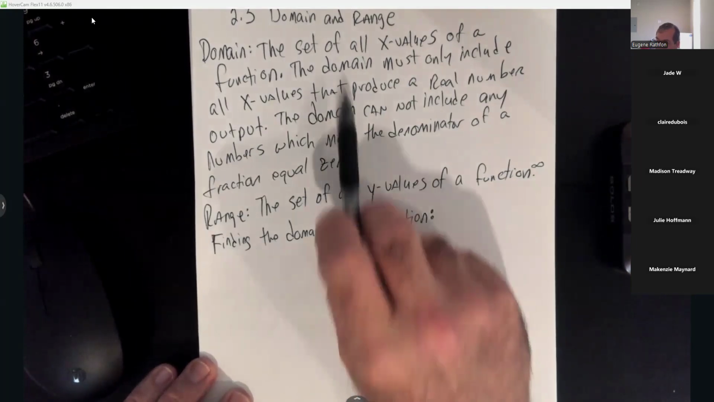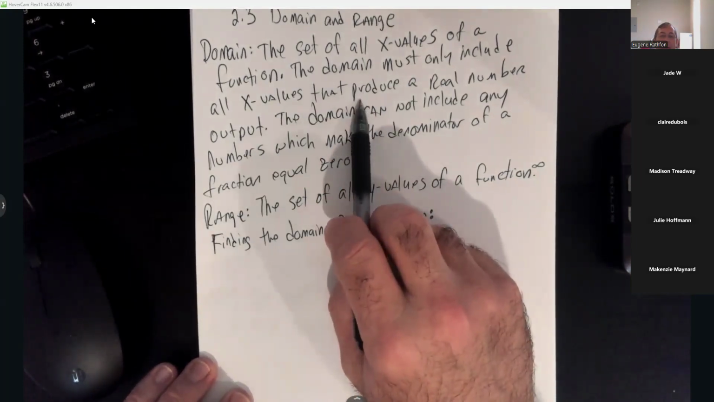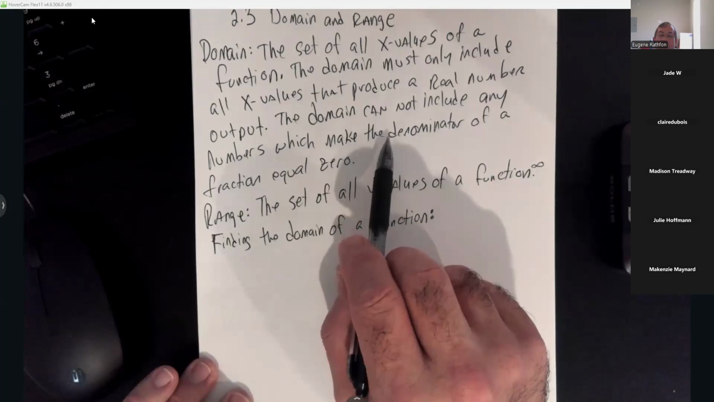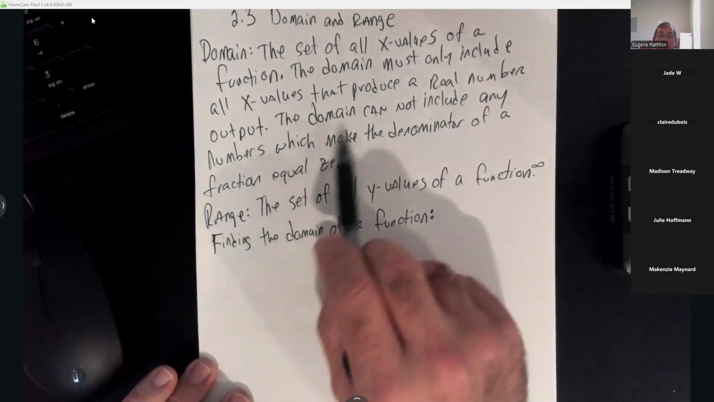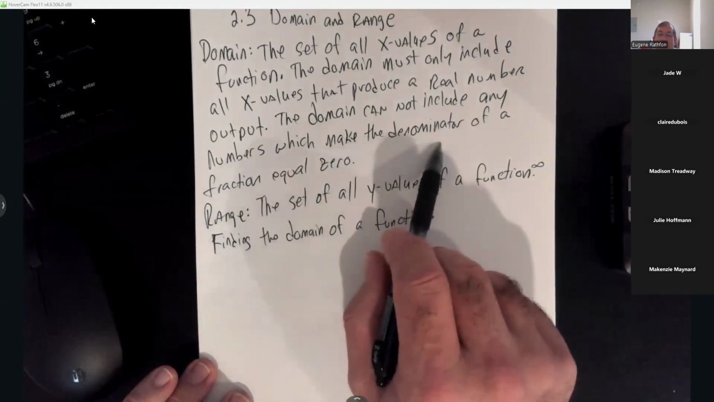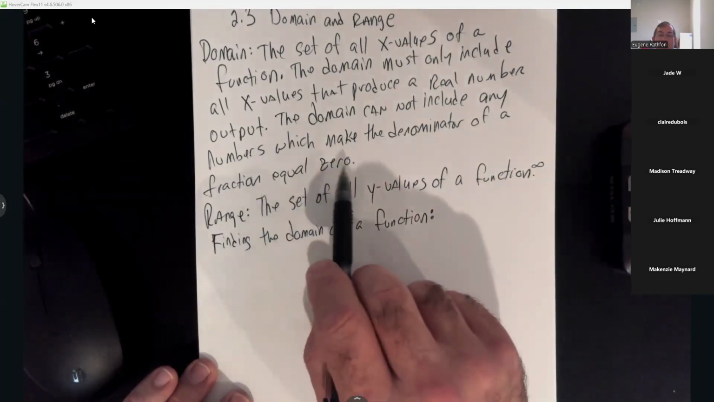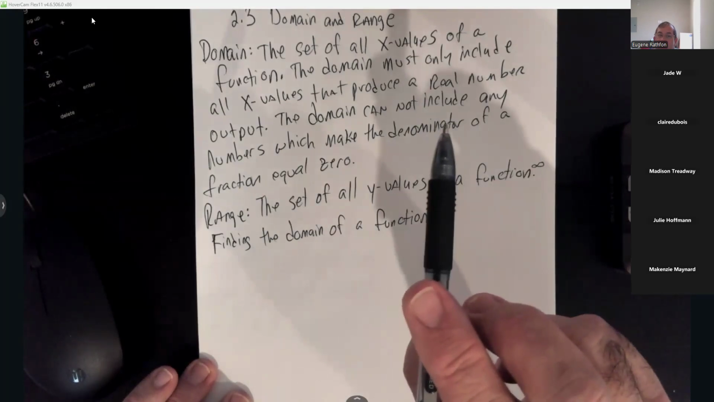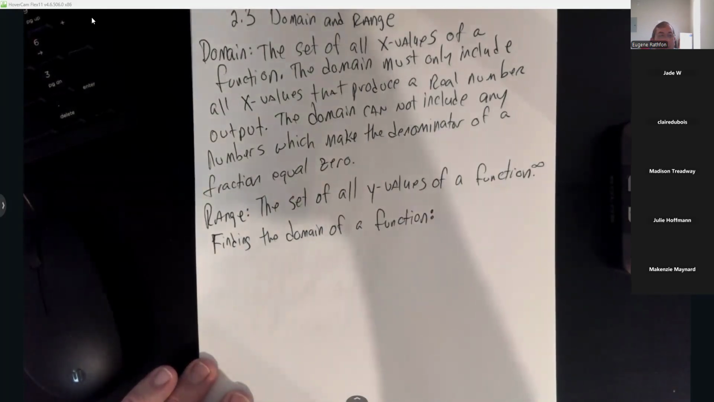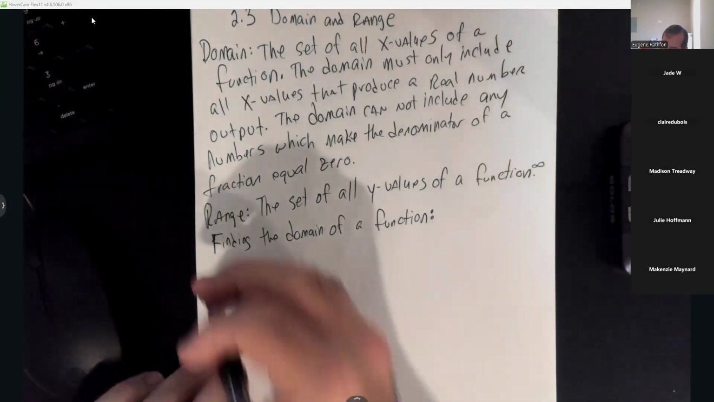So if you remember up here, the only thing I said we were really worried about on our domain was a fraction. And remember, the domain could not include any numbers that made the denominator of a fraction equal 0. Okay, because anything that has a zero in the bottom of a fraction is going to be undefined.